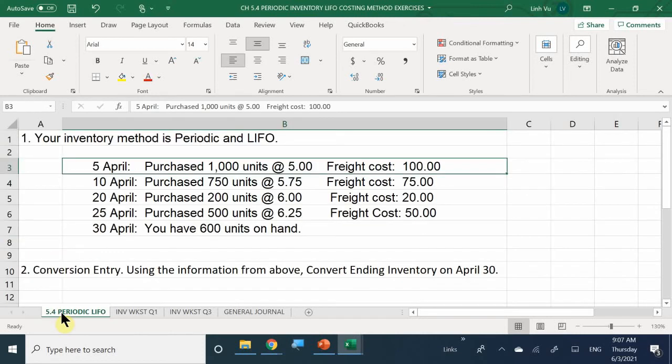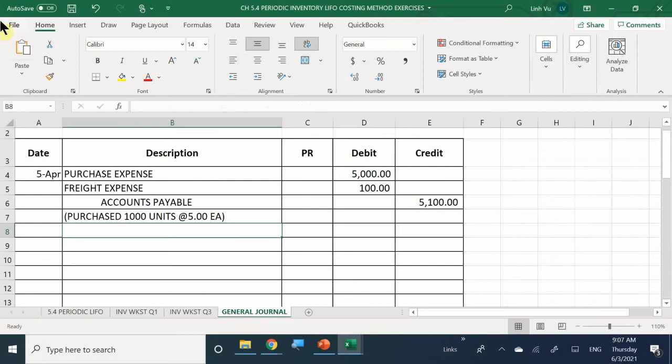So then what happened on April 10? We purchased 750 units at $5.75 each, with the freight costing $75. So first I'm going to go to my journal, and I am going to journalize this. So what should my journal look like?